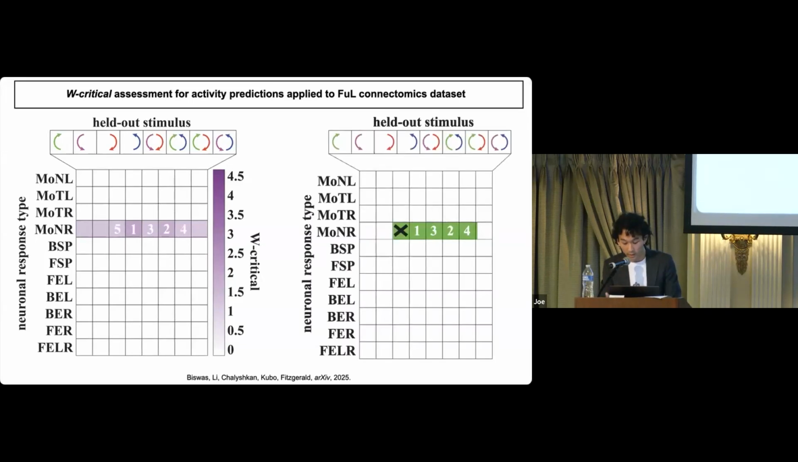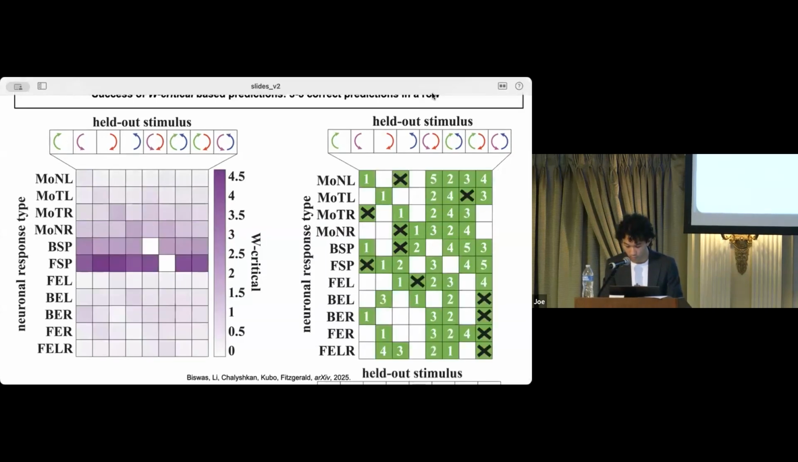And so when we do that, we see that the first highest W critical pattern predictions, the first four, turned out to be correct. Here shown in green colors. And we get the first incorrect prediction here at the fifth W critical value, and we mark this by a cross. So we perform similar ranking on the whole matrix, and we see that W critical gets 3 to 5 correct predictions in a row. And that's a very cool result, because the probability of this occurring by chance is very low.